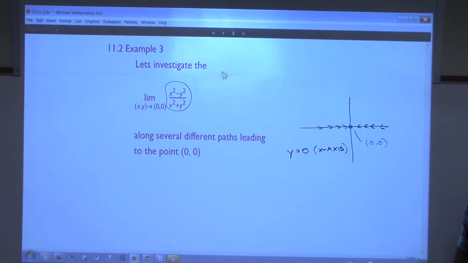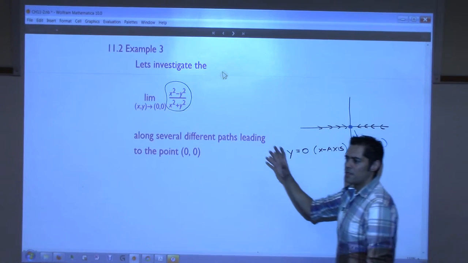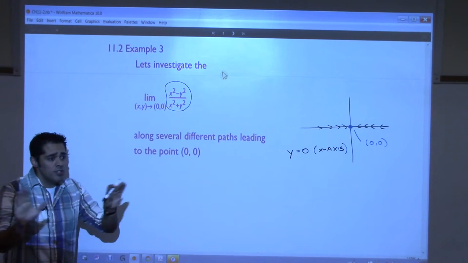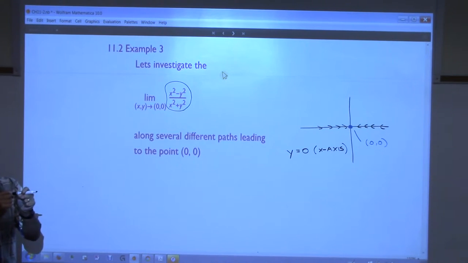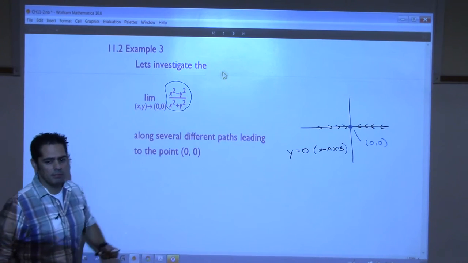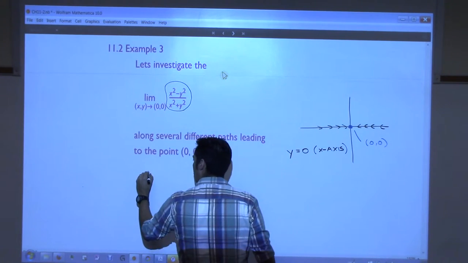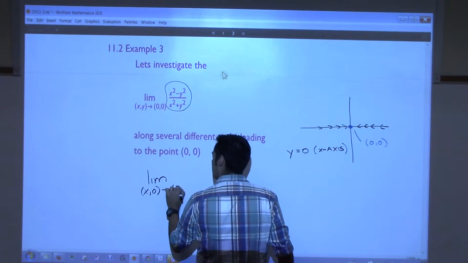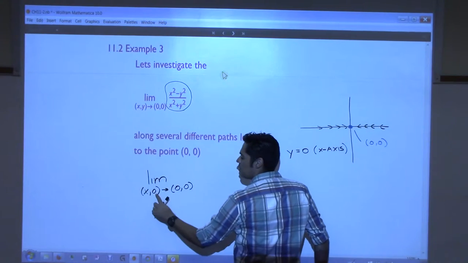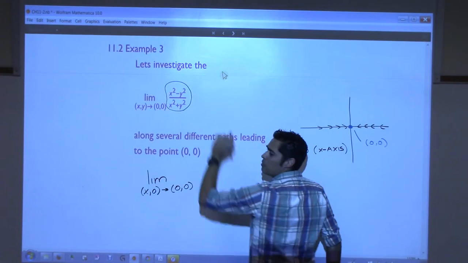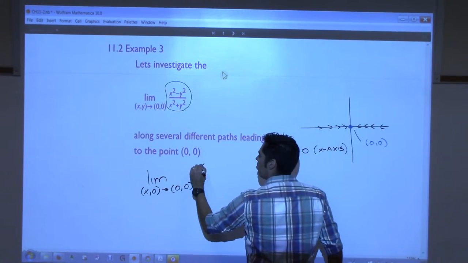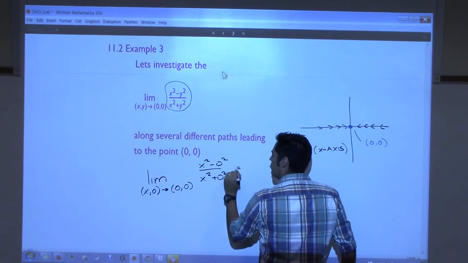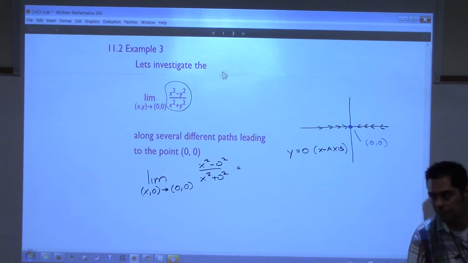So what I'm going to do is go to this limit, and I'm going to fix my y value at 0. Not approaching 0, I'm going to fix y to be 0. And I'm going to rewrite this limit. So here's what it'll look like. Limit as x, y approaches 0, 0. Notice I replaced the y with 0. And then everywhere in here, I'm going to replace y with 0. So x squared minus 0 squared over x squared plus 0 squared.